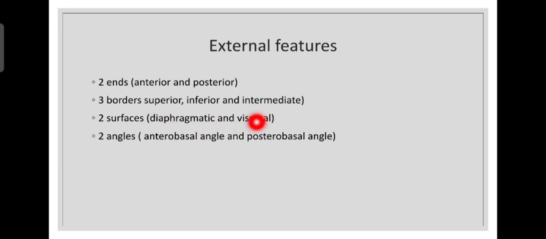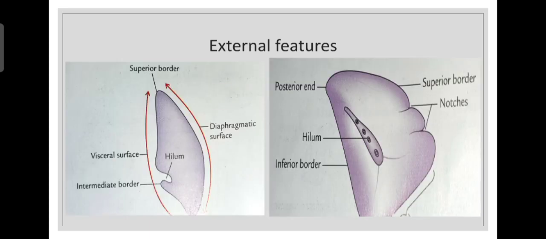Next we move on to surfaces. There are two surfaces, diaphragmatic and visceral. This one is the diaphragmatic surface, and here it's depicted is the visceral surface. That is, we have rotated the spleen towards the right, so that it looks like here, which is the visceral surface of the spleen.